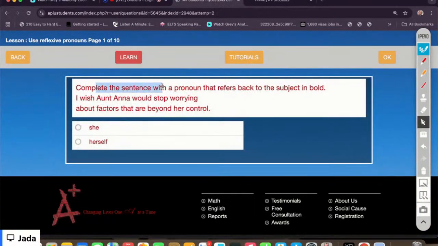Complete the sentence with a pronoun that refers back to the subject in bold. I wish Auntie Anne would stop worrying dash about factors that are beyond her control. So, what is the right one here? She or herself?